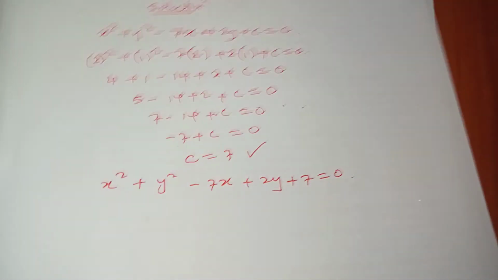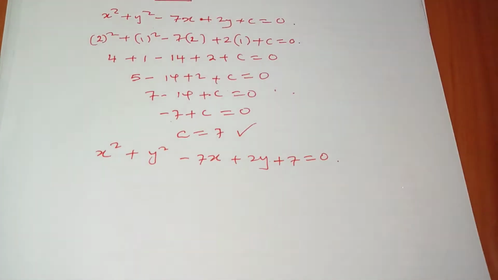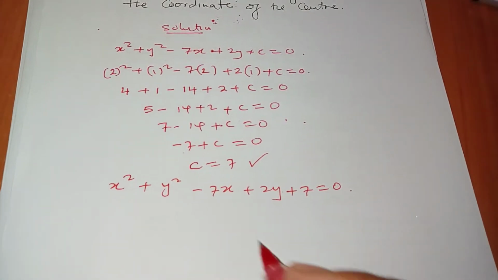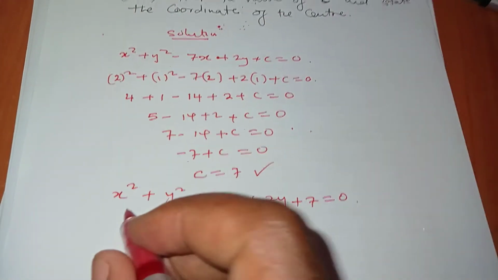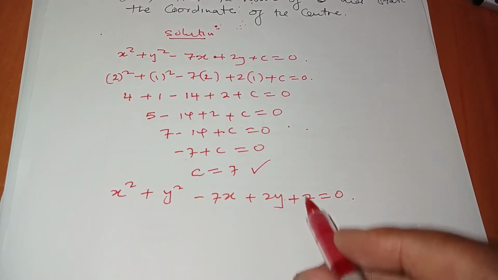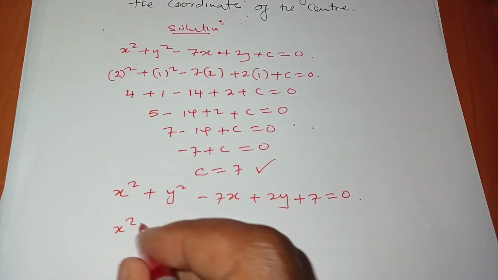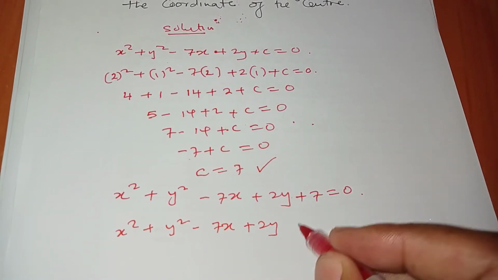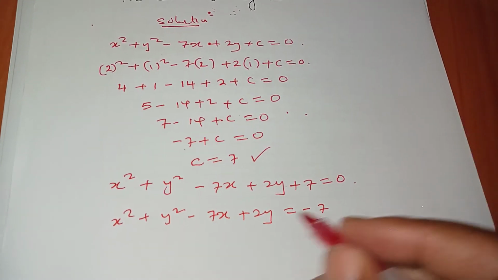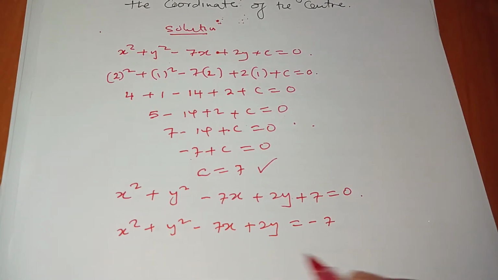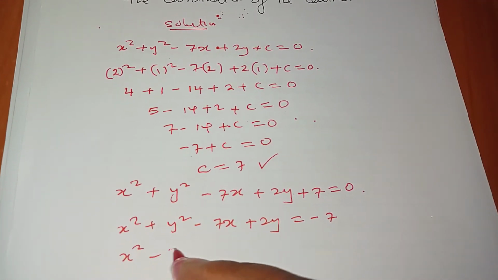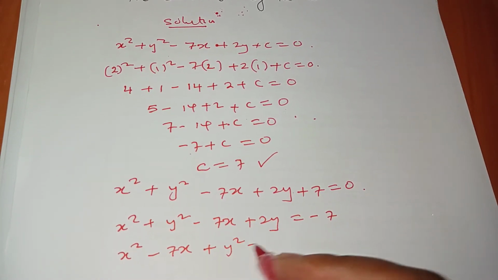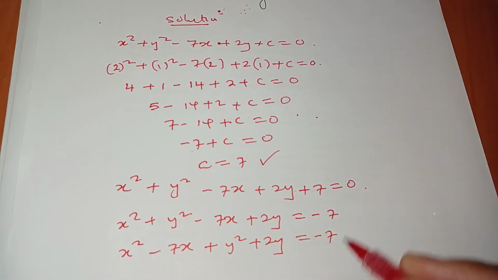Now from here we want to determine both the radius and the center of this equation of a circle. So we complete the square, but before then we will take this 7 to the other side. So we have x squared plus y squared minus 7x plus 2y is equal to minus 7. Okay, so when we are completing the square, we must put those that have the same letters together, that is like terms together, and that's it.